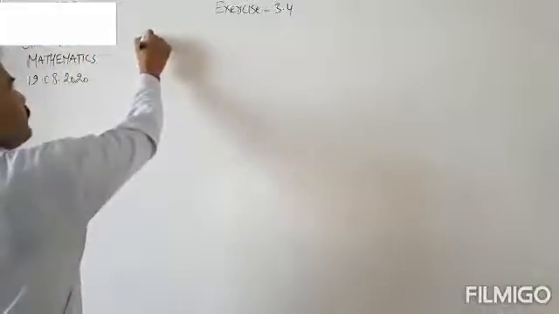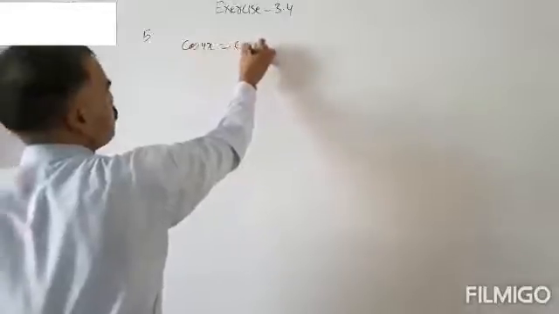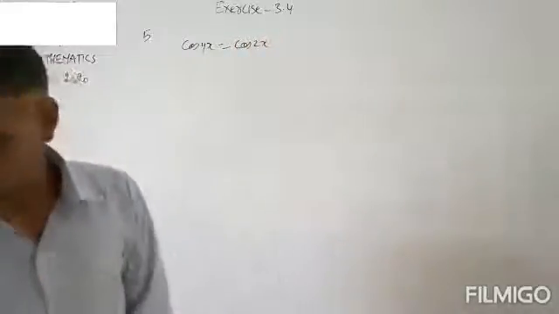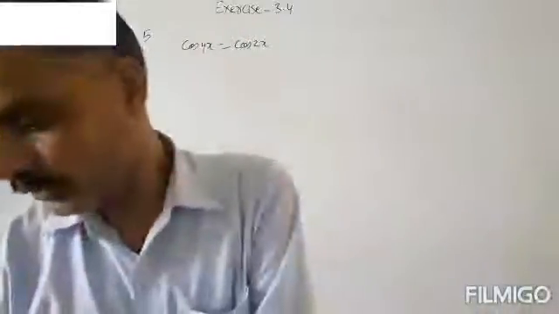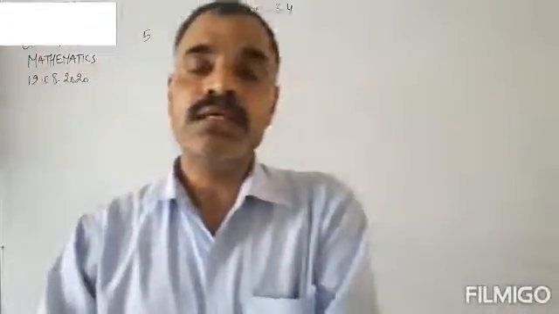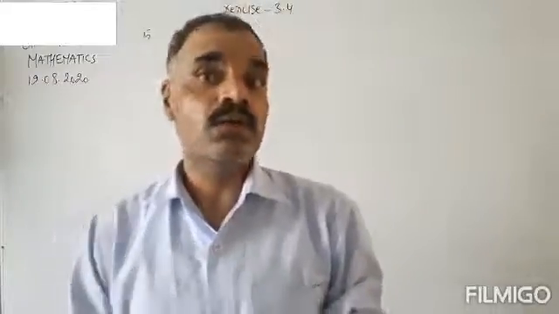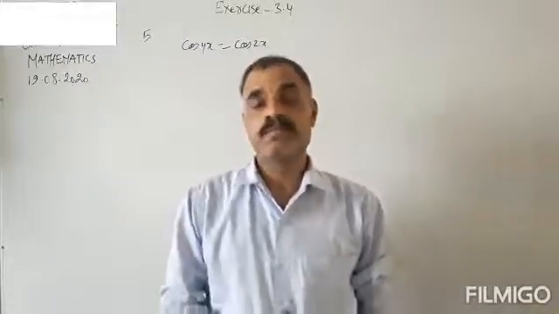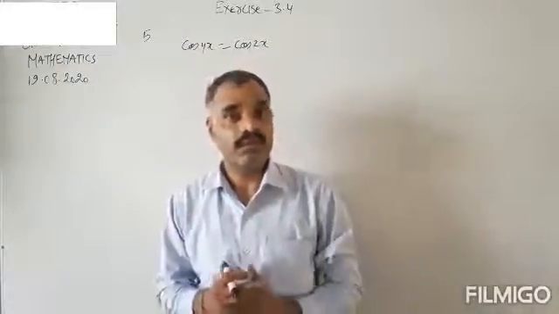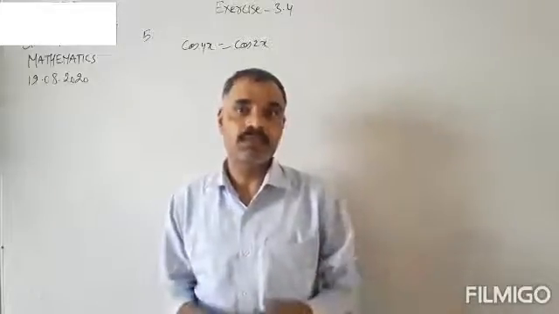Question number 5 is cos 4x is equal to cos 2x. Find the general solution. We have to find the general solution of this trigonometric equation. Cos 4x is equal to cos 2x. So let us learn how to solve such type of trigonometric equation.